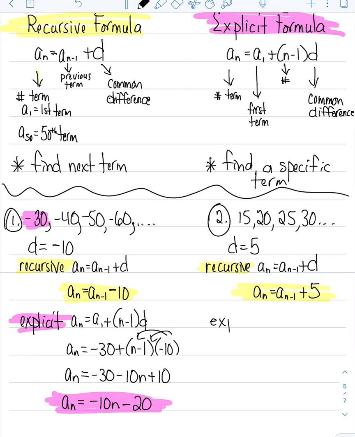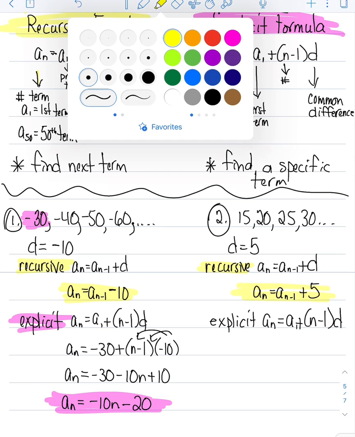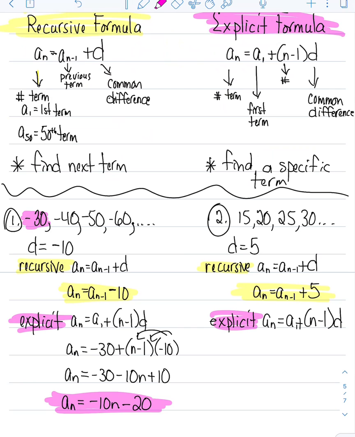Now let's find our explicit formula, which we can use to find any term in the sequence. A sub n equals the first term plus n minus 1 times our common difference. So let's plug in our information. So first I need my first term. So a sub n equals, my first term is 15, plus n minus 1 times my common difference, which is 5. And last we simplify.